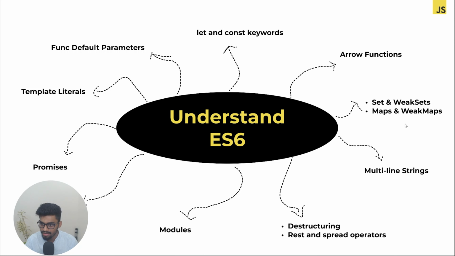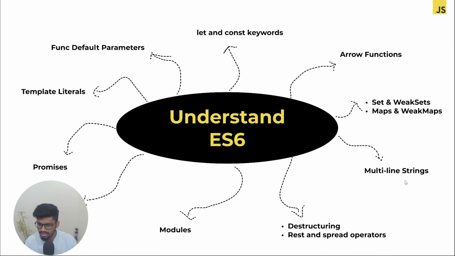There are also sets and maps, and weak maps and weak sets. So you need to understand how and when you should use a set, and how and when you should use a map. You should understand the difference between the two, and also between maps and weak maps. Weak maps can have only objects as keys, and maps can have other primitives as well. So these things you need to understand, because this comes in handy.